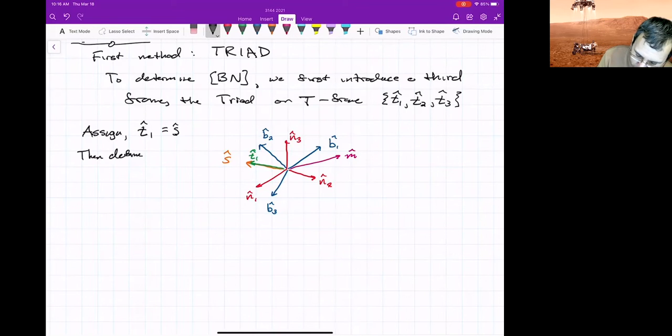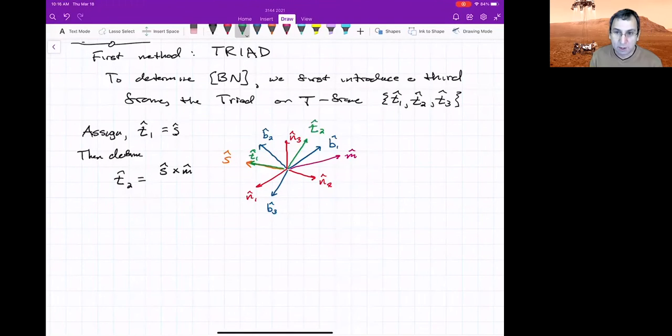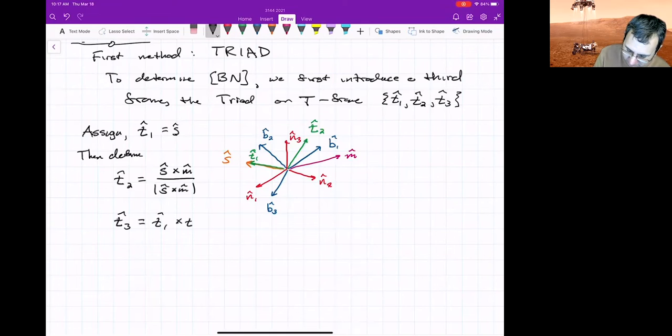Here's what we do. We say that T2 is equal to S cross M, because S cross M definitely has to be perpendicular. It's over here. We have to normalize this because S cross M isn't necessarily a unit vector, so it's S cross M divided by the norm of S cross M. That gives us a second vector for this frame. For the third direction, T3, that's just given by T1 cross T2, and that completes the right-handed coordinate system.